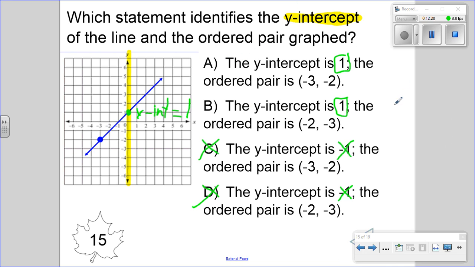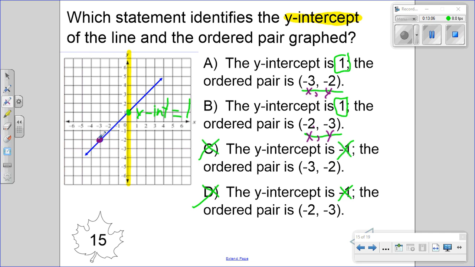Now I need to figure out if the ordered pair, this point on the graph, is -3, -2, or if it's located at -2, -3. So I need to be really careful here because they gave me the same two numbers and just flip-flopped the order. In B, the x value is -2 and the y value is -3. But in A, the x value is -3 and the y value is -2. They flipped them around.